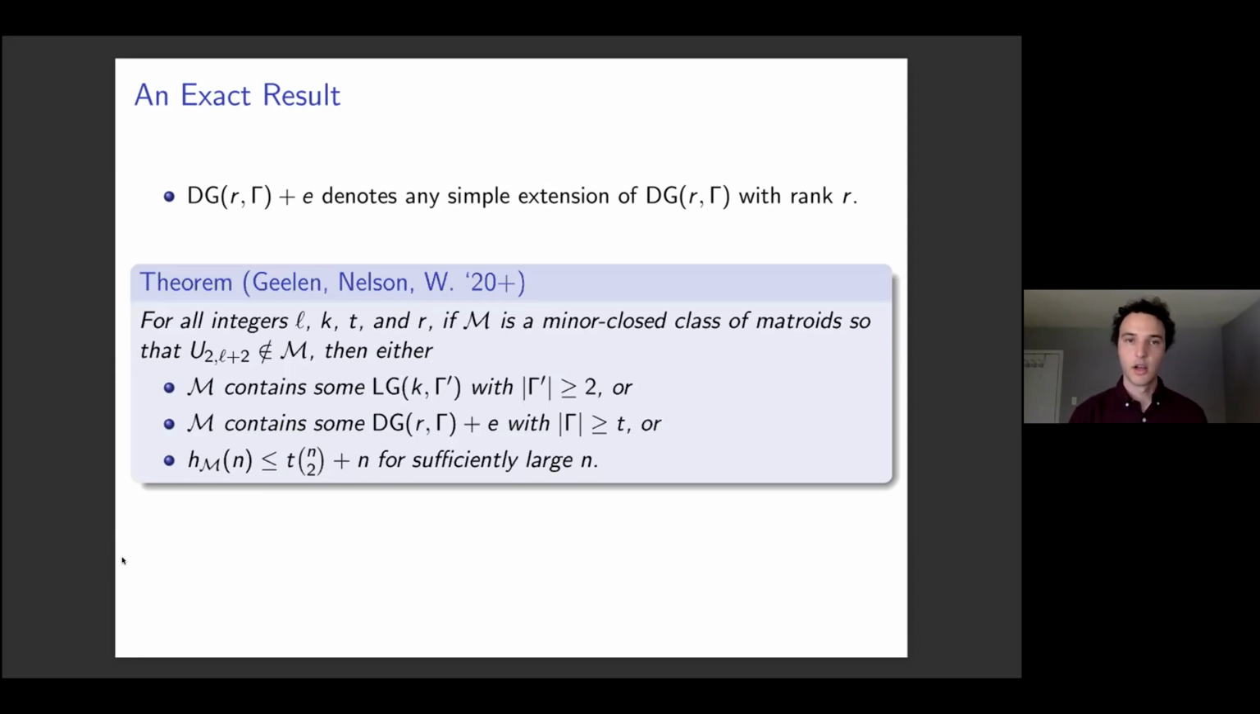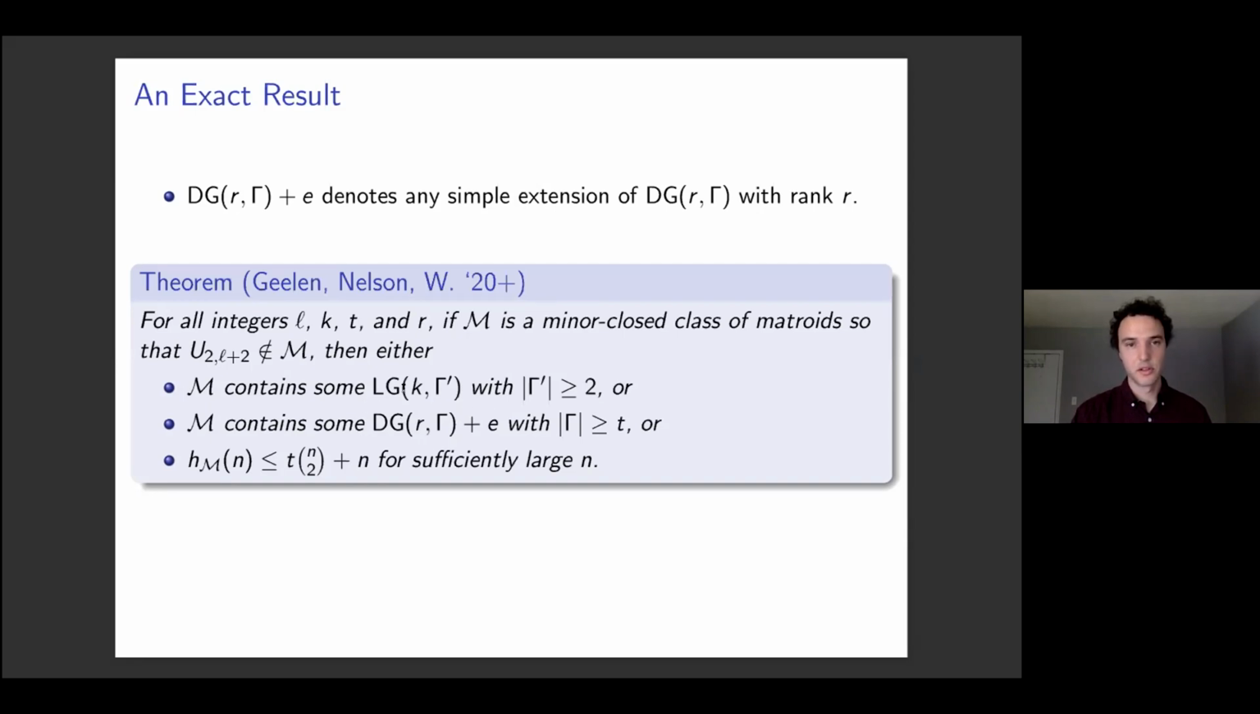So our goal is to try to apply this theorem to some class M for which these first two outcomes do not hold, and which contains Dowling geometries over a group of size t. Okay, that would allow us to find the exact extremal function for M. Okay, so now I will show you that there are many nice classes of representable matroids for which these first two outcomes, in fact, do not hold.